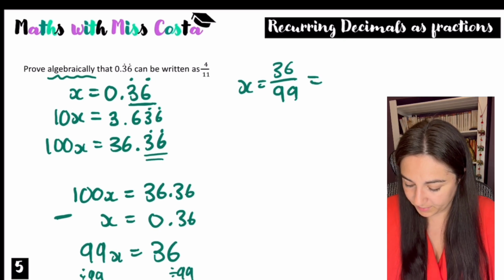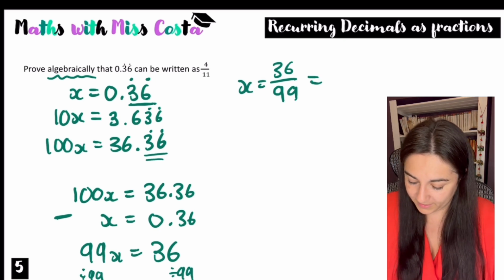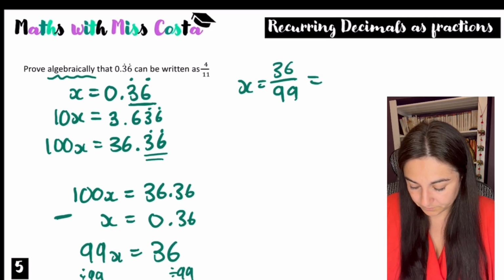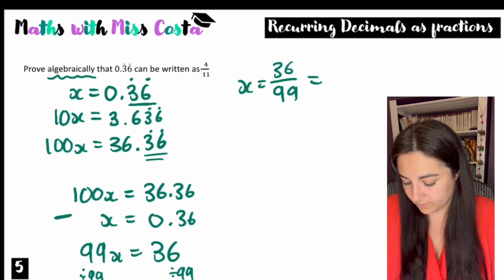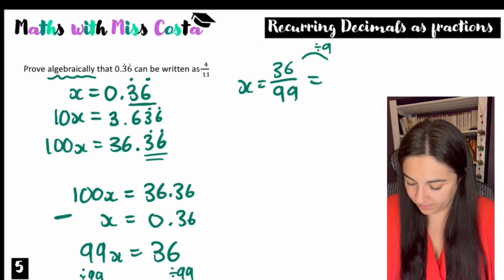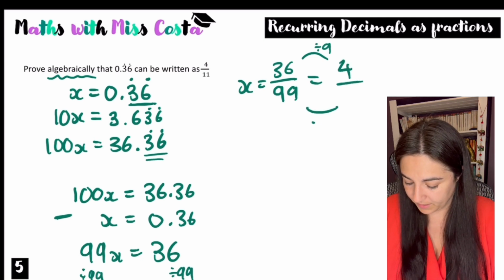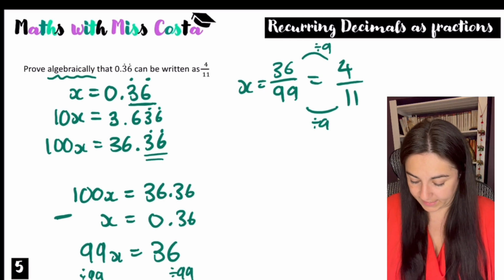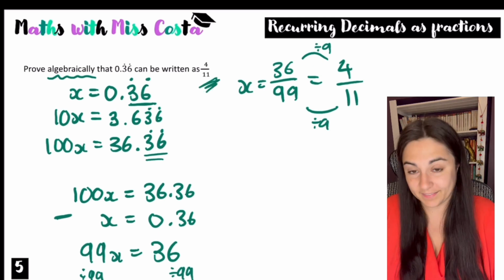So let's divide it by 2. Nope, don't want to do that because it's 99. Let's divide it by 9. So 36 divided by 9 is 4. 99 divided by 9 is 11. And there, you've proved it. 0.36 can be written as 4/11ths.